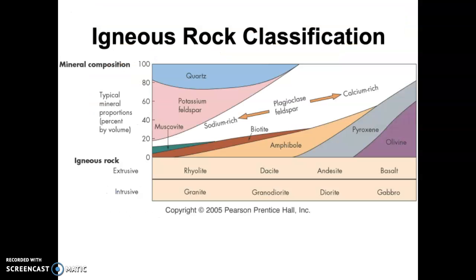So the way the classification works is we look at the composition, and you'll notice there are 1, 2, 3, 4, 5, 6, 7, 8 different minerals listed here. So these are the very common silicate minerals that we find in the crust. And depending on which group of silicate minerals you find, gives you the different compositions of the igneous rocks.